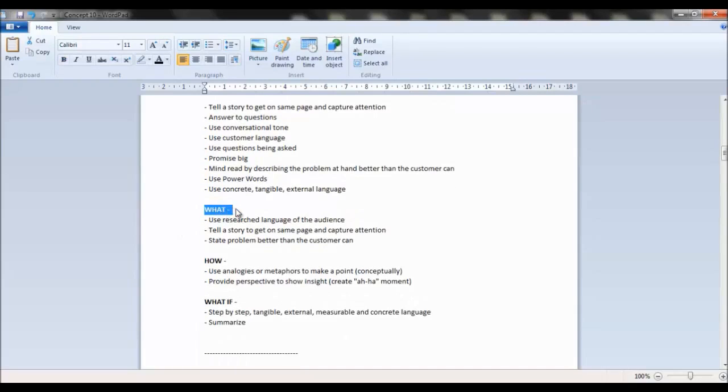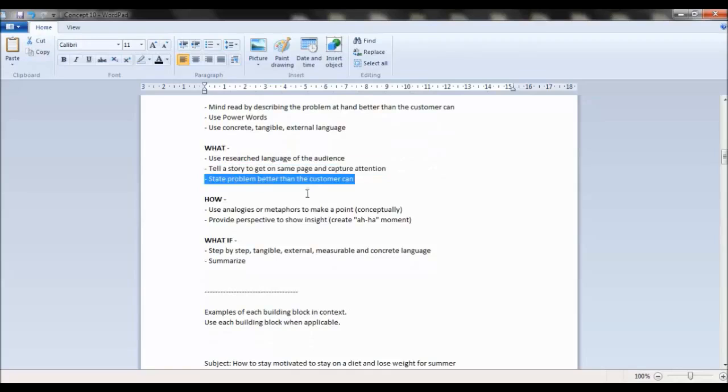For the what, this is, again, getting on the same page with your target audience. You want to use the researched language of your audience. You want to tell a story to get on the same page and capture their attention, and you want to state the problem better than the customer can themselves. Okay, and the how, which is talking about the solution on a conceptual level. You want to use analogies and metaphors to make a point conceptually, and you want to provide perspectives to show insight and create an aha moment.